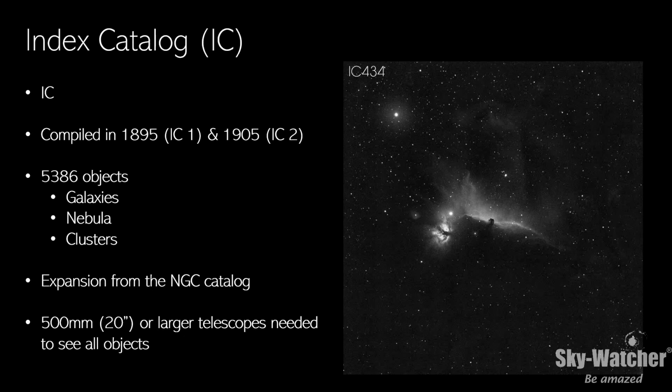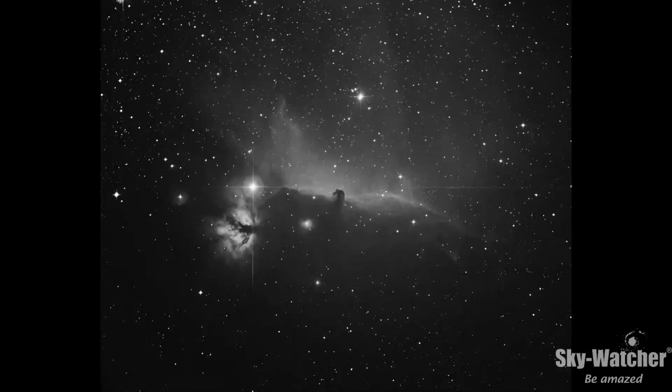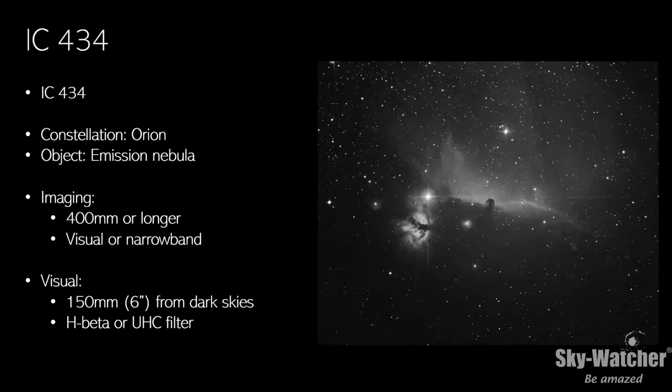But the IC is expansions from the NGC catalogs, and to see all the ICs, you're starting to get fairly faint in the IC catalog. So now we're jumping into 20-inch or bigger territory to catch them all. One of the most famous ones, of course, is IC 434, and this is going to come up a couple times in this presentation as the Horsehead.